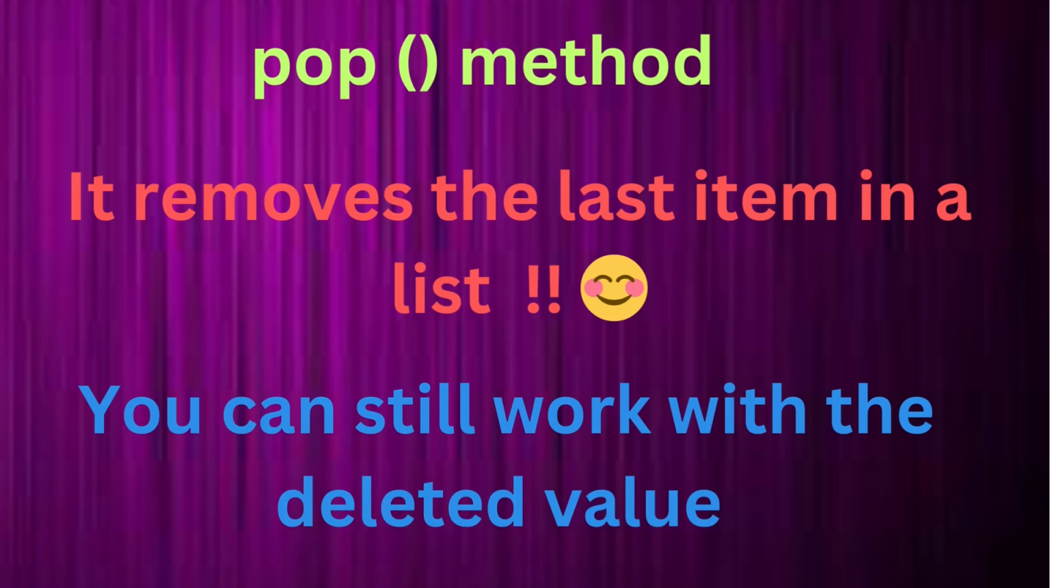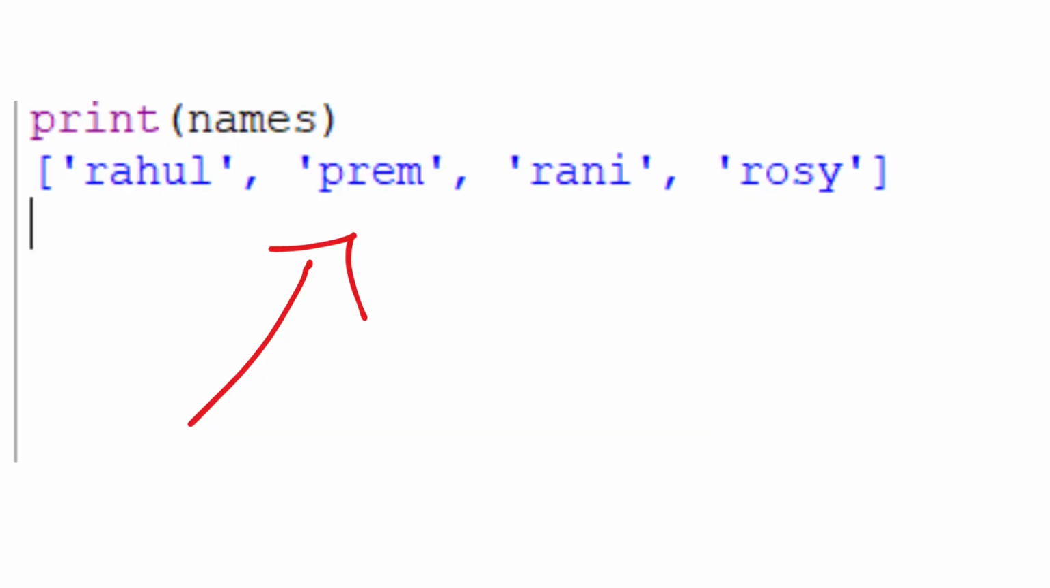Now we are going to see another method to remove items in a list. It is the pop method. This pop method removes the last item in a list, and at the same time, you can work with that item even after removing it. So here also I'm taking that same example, names. In this list we have Rahul, Prem, Rani and Rosie.